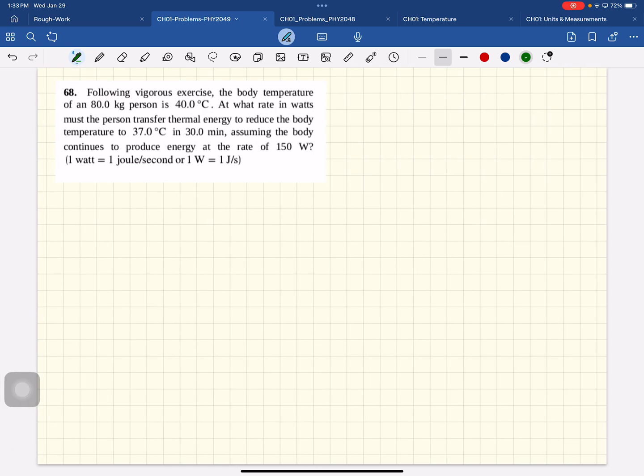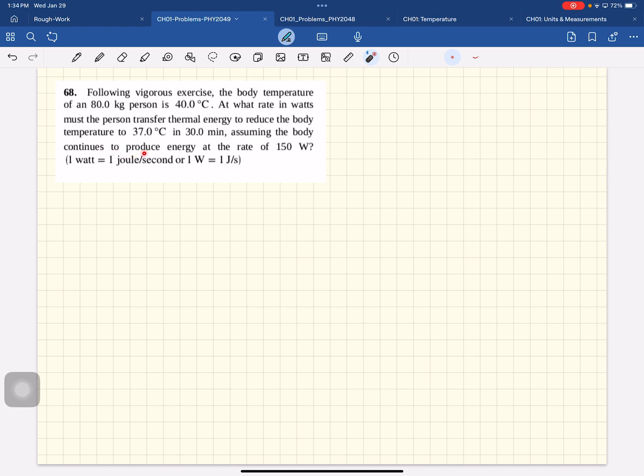All right, so here is a problem about heat stroke. Following vigorous exercise, the body temperature of an 80 kg person is 40 degrees Celsius. At what rate in watts must the person transfer thermal energy to reduce the body temperature to 37 degrees Celsius? So that's your normal body temperature roughly. In 30 minutes. Okay, so you're trying to cool down in 30 minutes. And I mean, at 40 degrees Celsius you feel dizzy and all that kind of stuff.